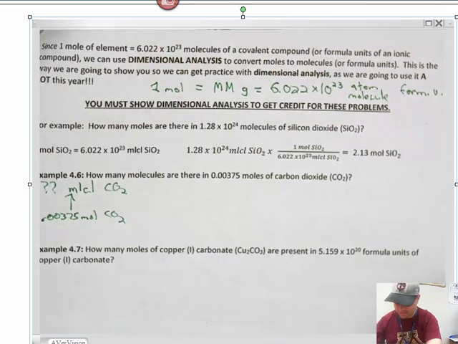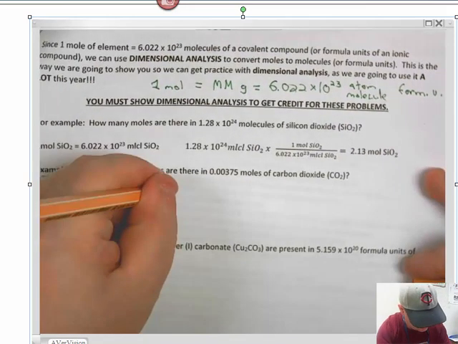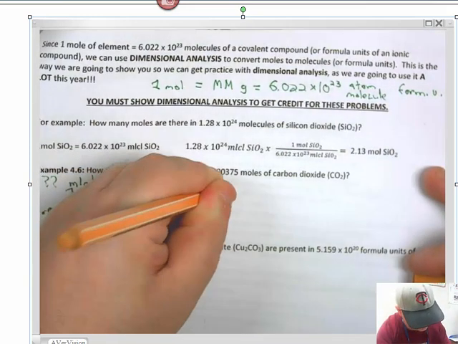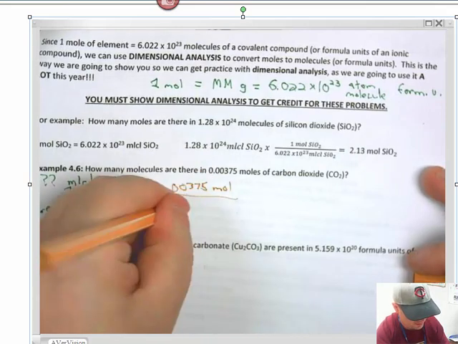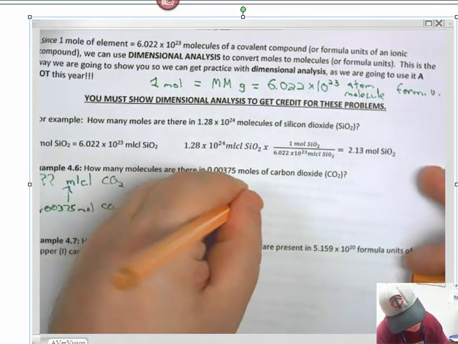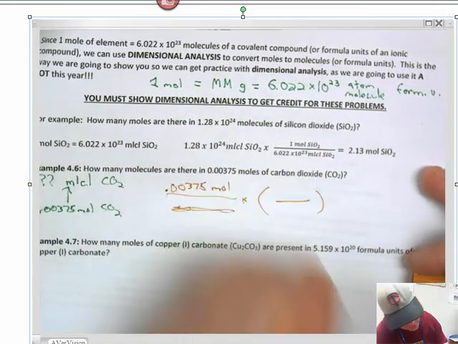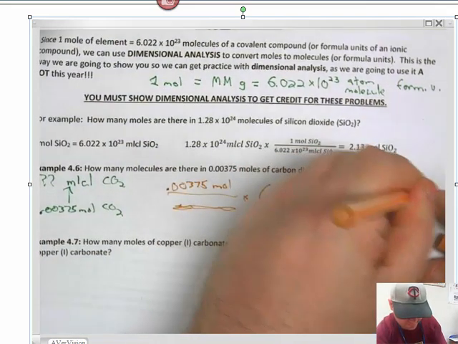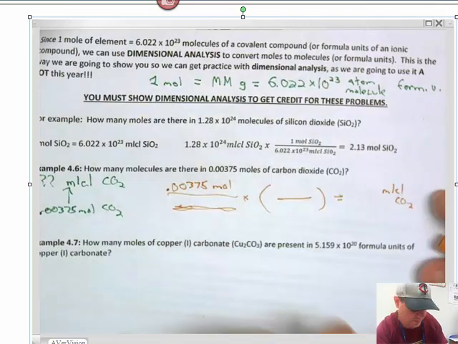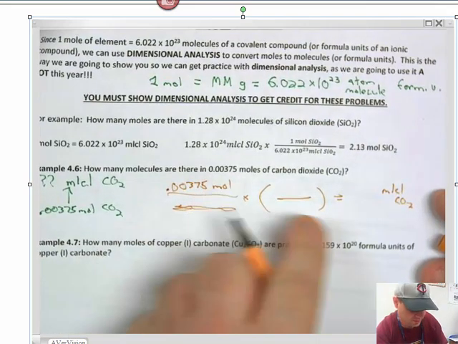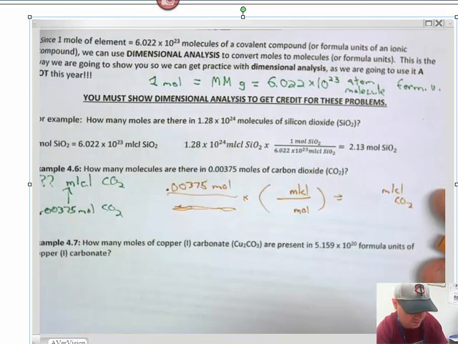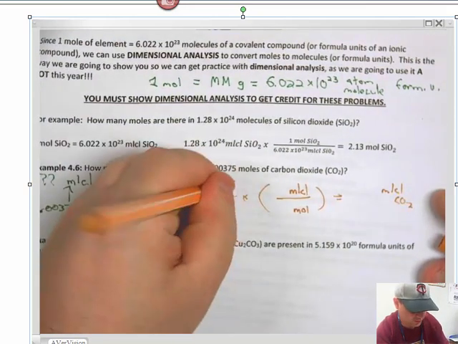So we set up our problem for this one here. 0.00375 moles. Put our scribble down. Times 1 conversion factor here. We are going to molecules of CO2. Moles on the top, moles on the bottom. What are we going to convert to? Molecules.